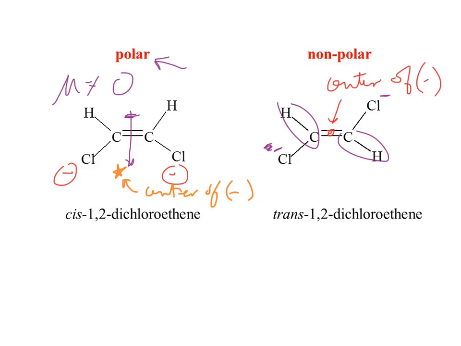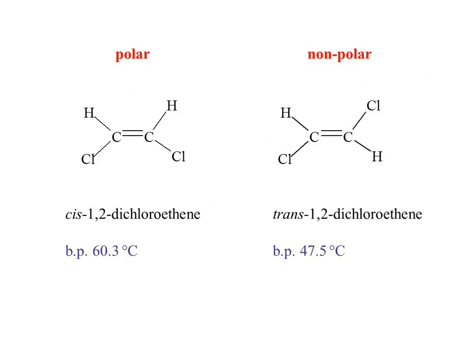So how many people, we'll start with this one, the cis and the trans. Let's see, higher boiling point temperature. How many people think that the cis should have a higher boiling point temperature? You are right. Give yourself a pat on the back. Perfect. Very good.